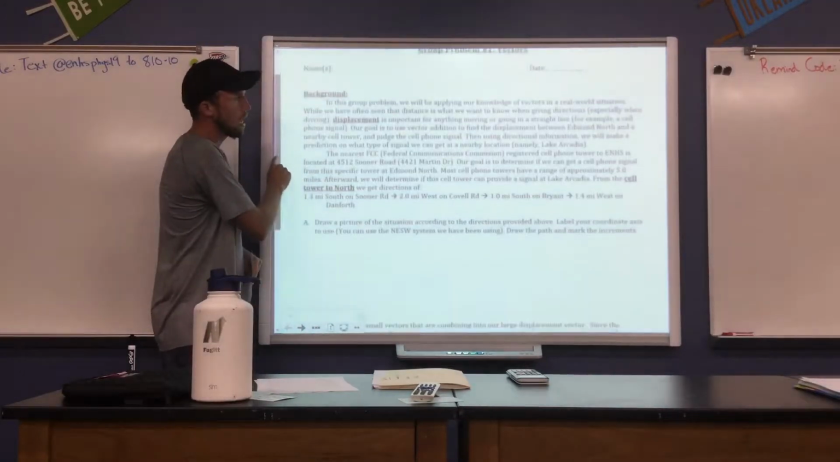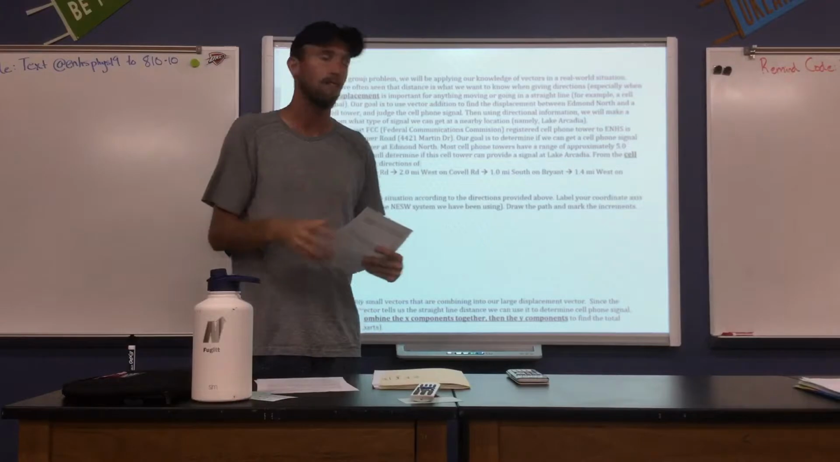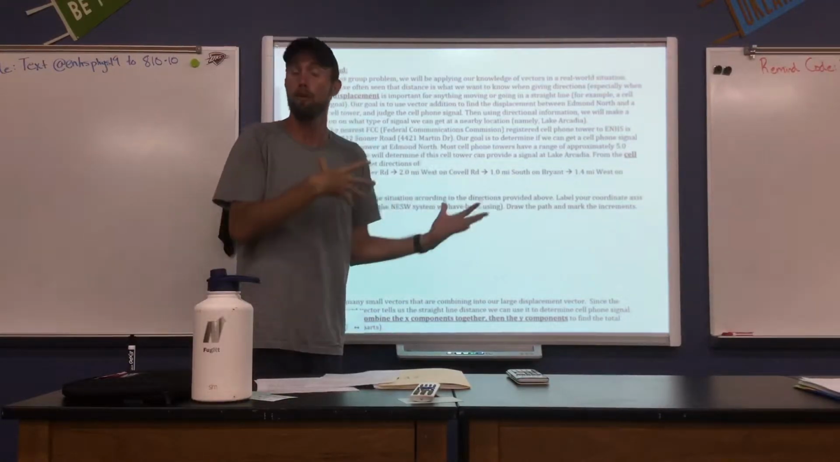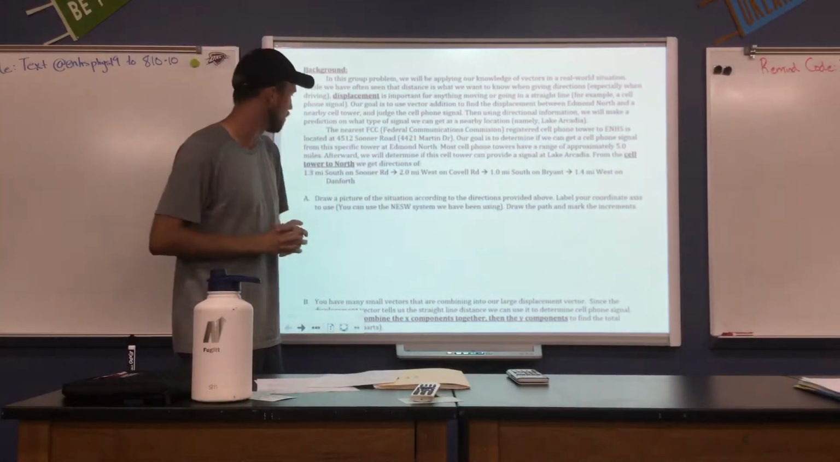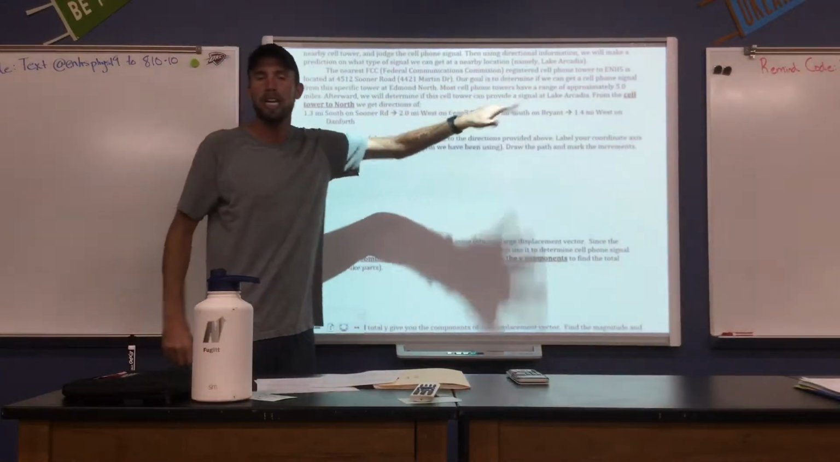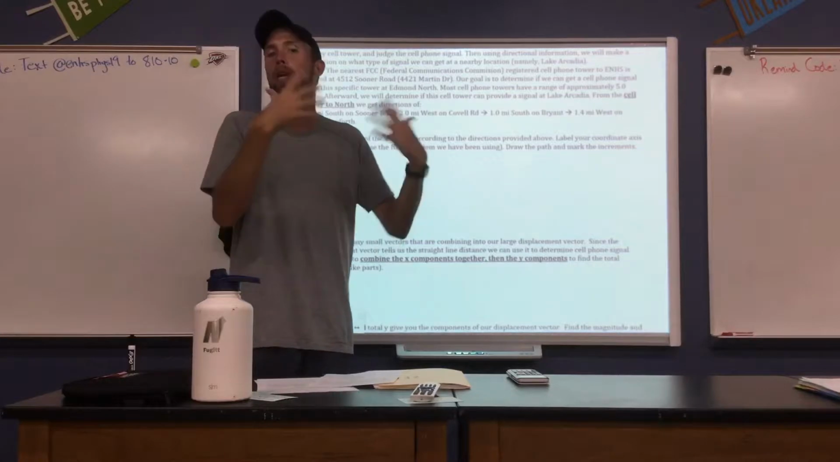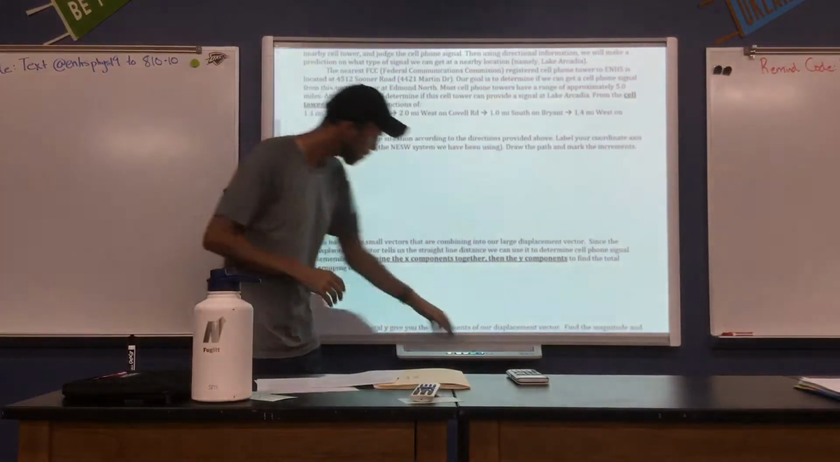I won't spend too much time reading through the background of the problem, given that hopefully you can access that on Canvas. Essentially, what we're looking for here is to determine if we get a cell phone signal at various locations from a tower located here in Edmond. We are given instructions for where the tower is located, as well as how to get from the tower to certain locations we are looking at, namely Edmond North and later on Lake Arcadia.